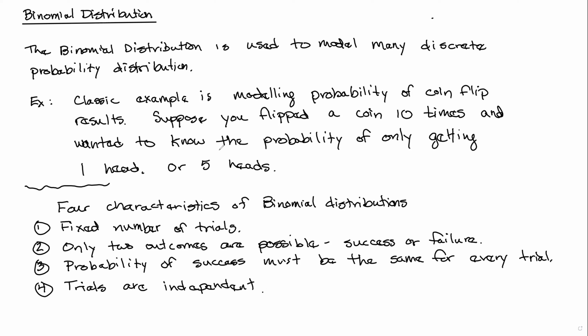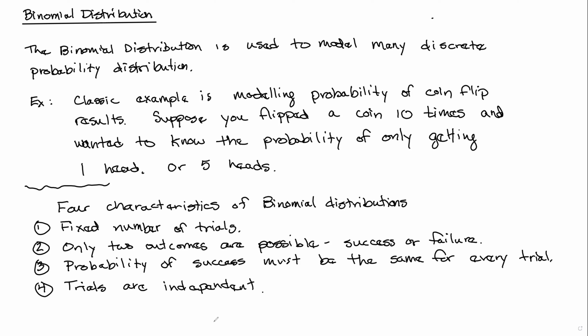So for the example with coin flips, you can see how coin flips do satisfy this. Assuming that we're flipping a coin 10 times, that gives us a fixed number of trials. There are only two outcomes possible for a coin flip, either heads or tails. The probability of success is the same for every coin flip. It's not that you get different probabilities as you flip the coin. It's not like the coin changes over time as you flip it. Every single coin flip is the same.